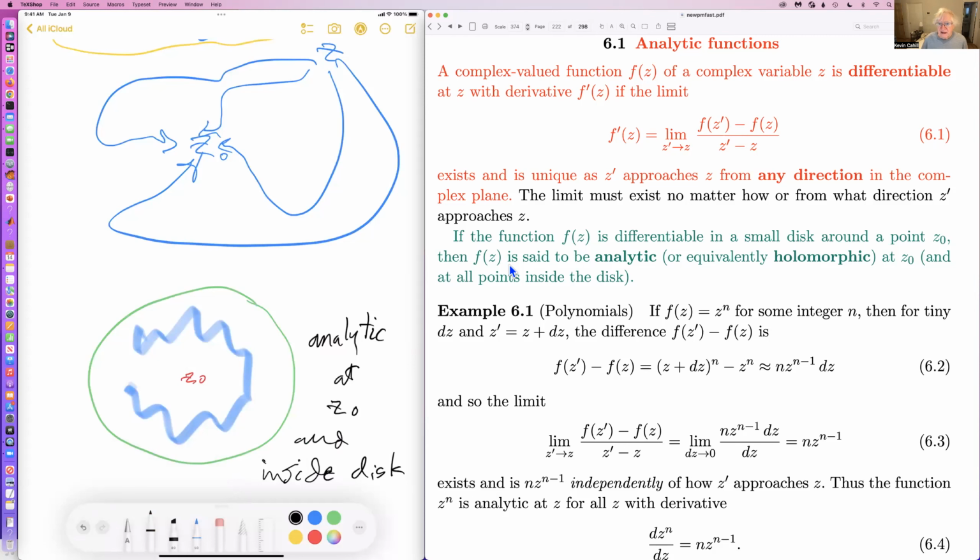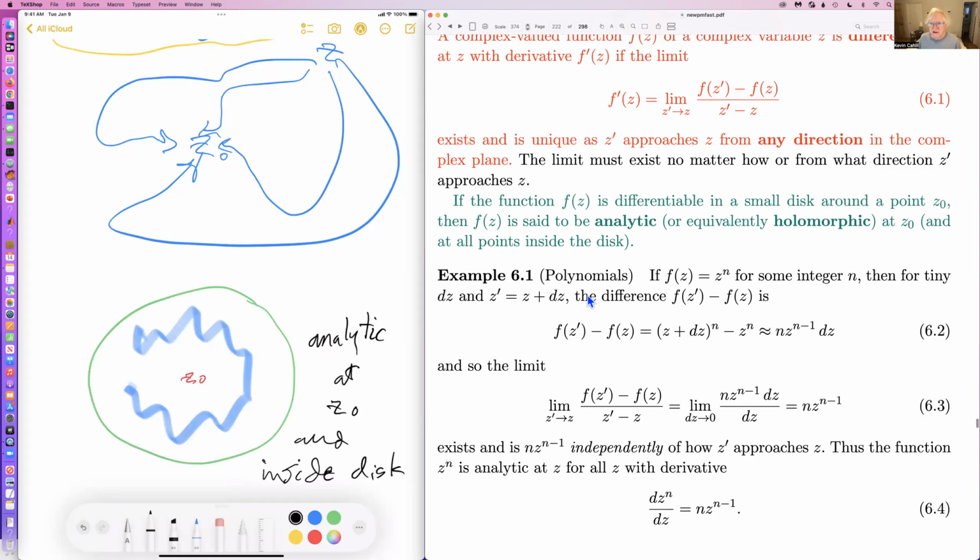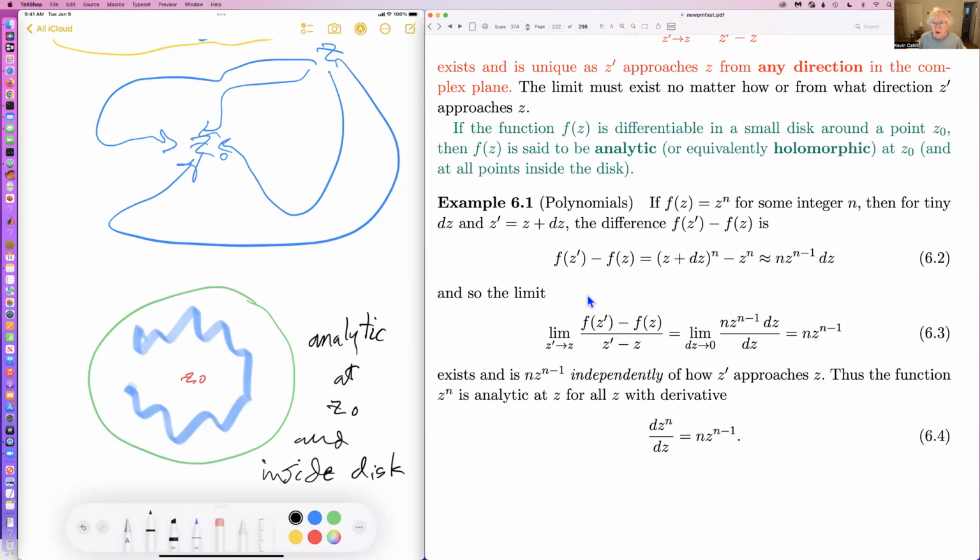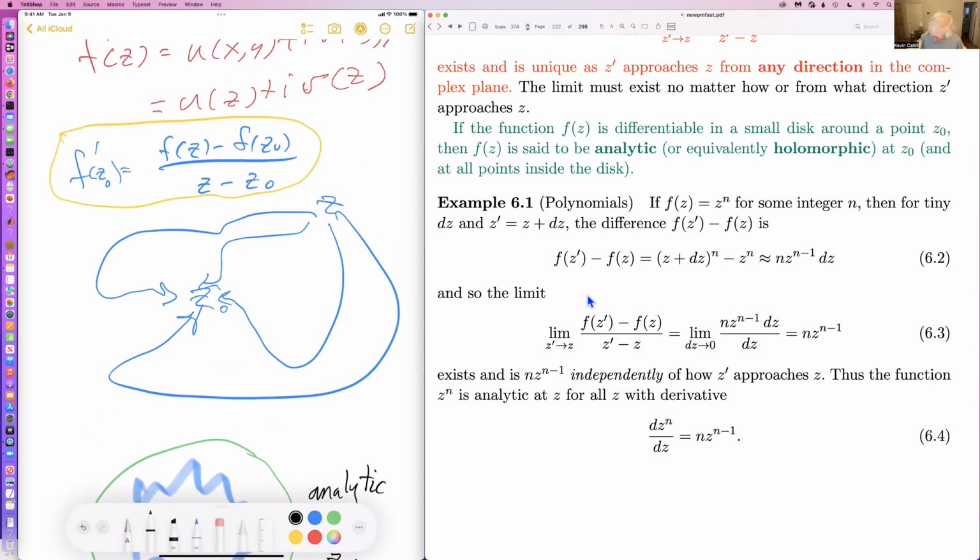So those are basically the definition of what we mean by analytic. That is to say, if it's differentiable throughout a small disk, then it's analytic in that disk. And differentiable at a particular point means that this limit here exists no matter how z approaches z0.